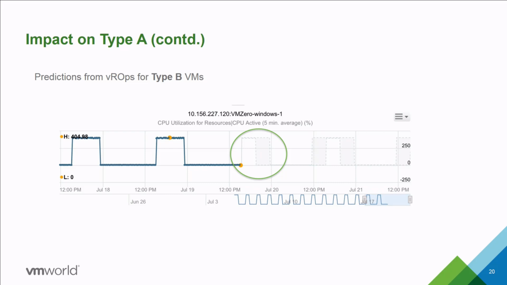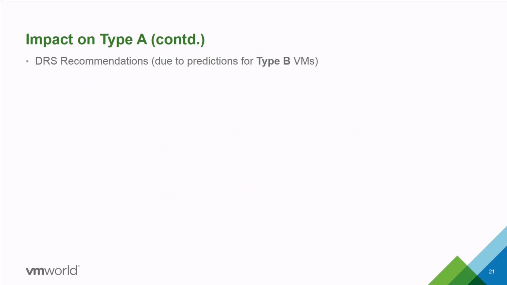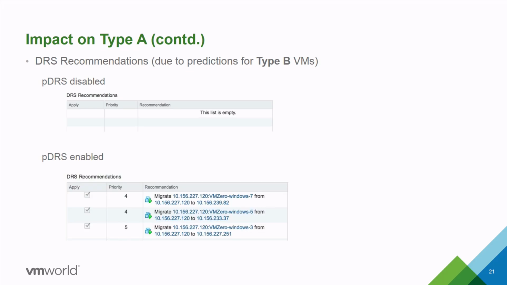So once vROps has these predictions, it sends them back to the vCenter. Once the predictions are available on the DRS or vCenter, DRS consumes them. You can see in the PDRS disabled case, there are no predictions and no recommendations, because the workload is almost 20% on each host. So there is no need for extra recommendations.